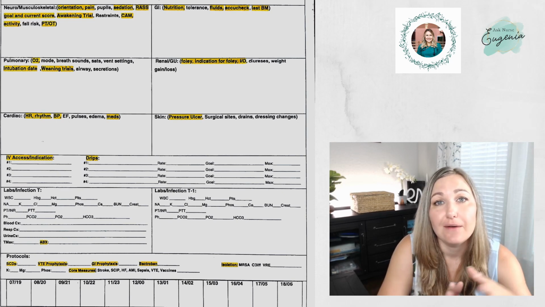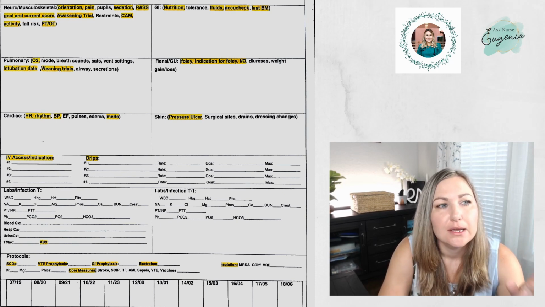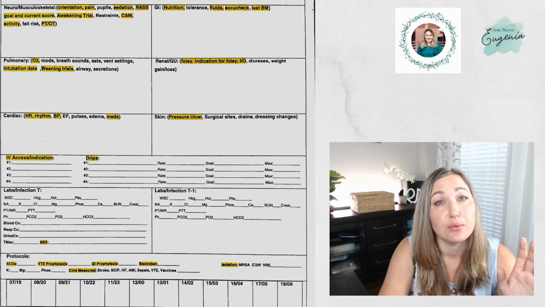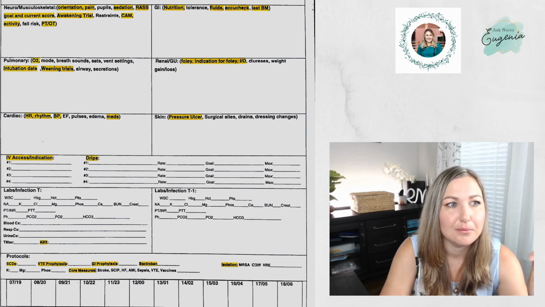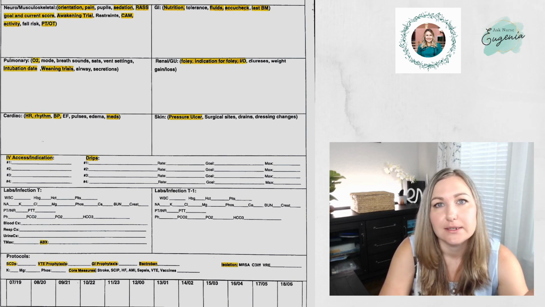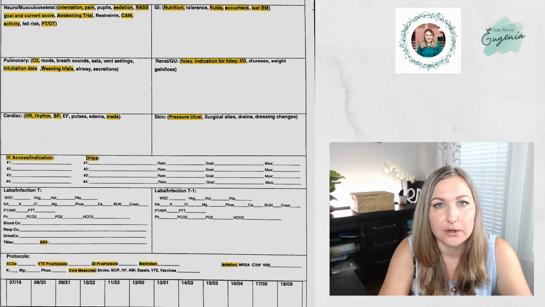Again, you don't have to have all these things already written. It's easier if it's there when you're brand new. It helps you remember what all you need to know. But later on, you can just put pulm and write down what all relates to the pulmonary.